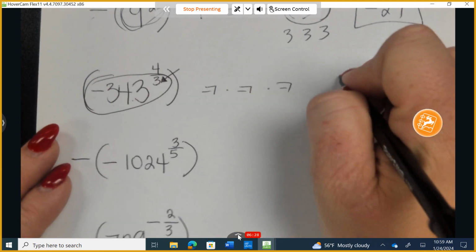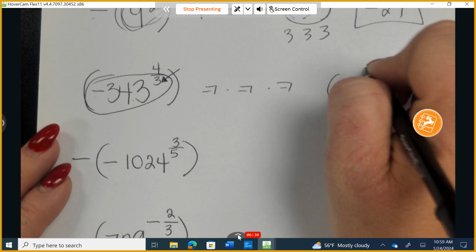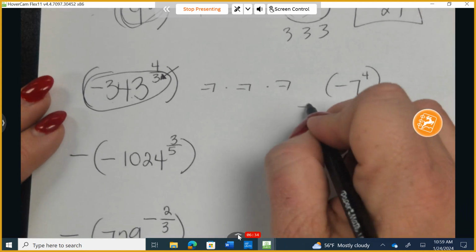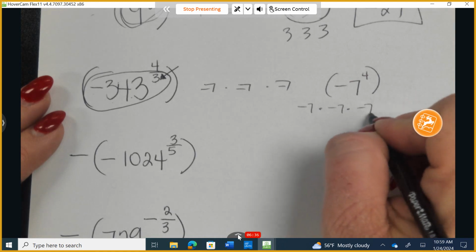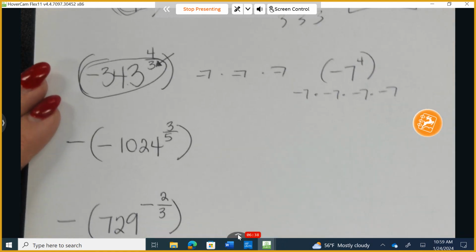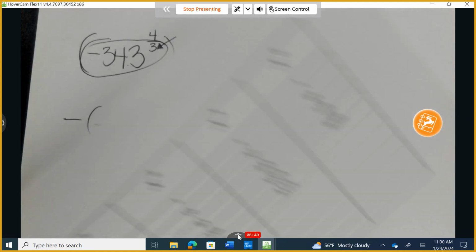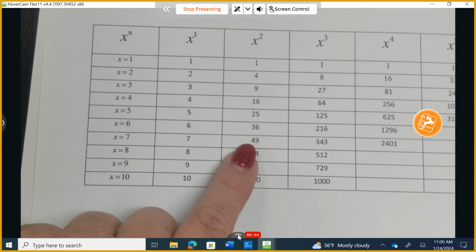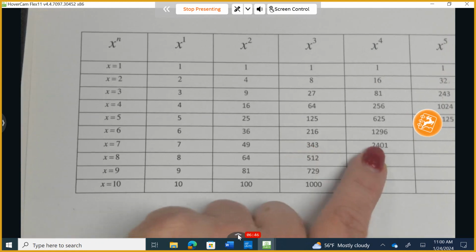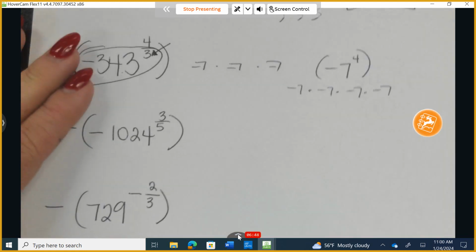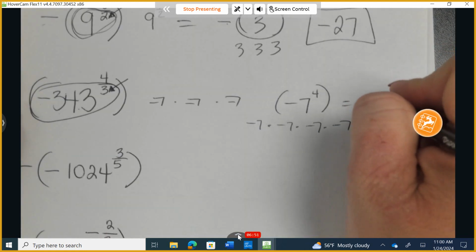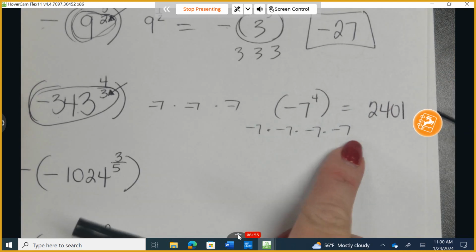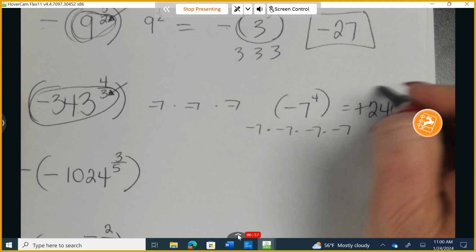This part is negative 7, but now I have to apply it to the fourth. I haven't used the numerator. That means I'm taking negative 7 times itself 4 times. So we can look back over here, find 7: here's 7 to the first, to the second, to the third, to the fourth. So 2401 over 1. Now, how do I know if it's positive or negative 2401 over 1? Well, there are 4 negatives. 4 is an even number. This final answer is positive.